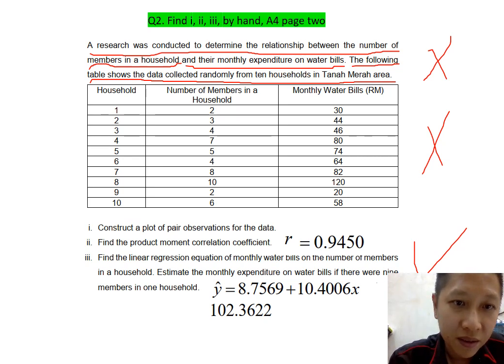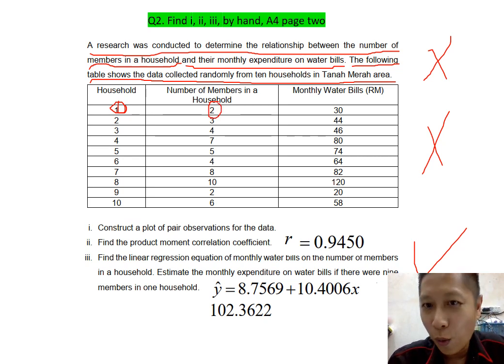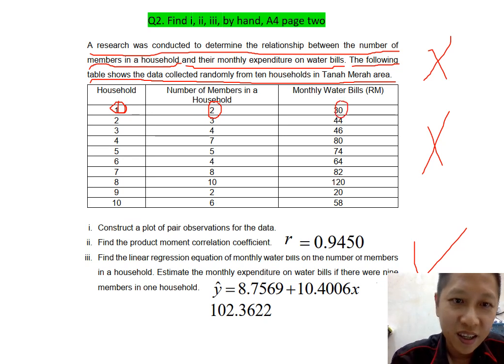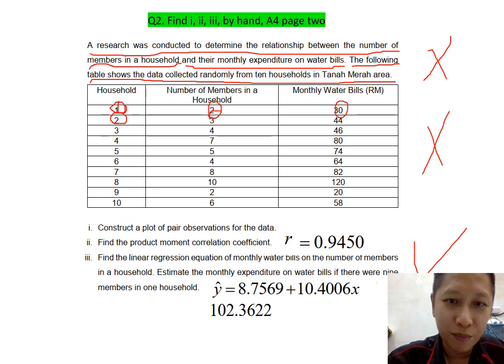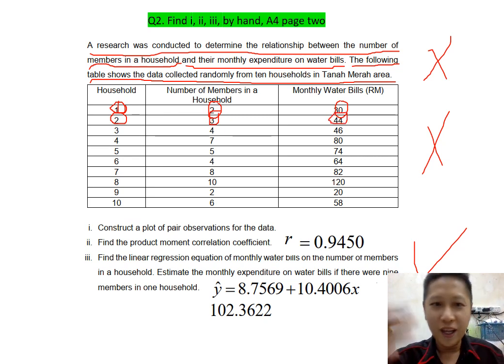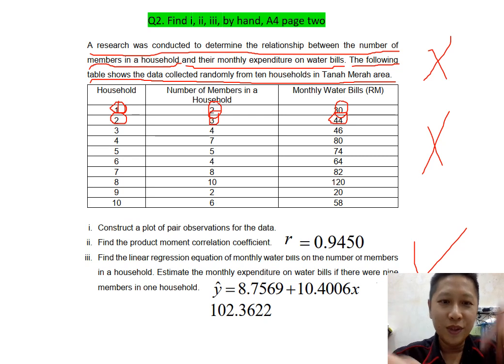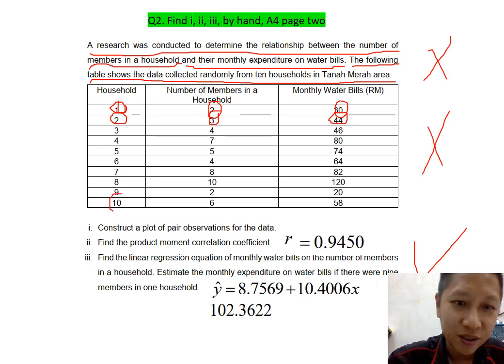This is house number 1, and they found that there are a total of 2 members inside there. And then they ask, hey, what's your monthly water bill average? They say, oh, 30 ringgit. And then they go to the next house and ask the father, and the father said, I have 3 people in the house, and on average we spend 44 ringgit. Then they walk around, and they reach the last house, the 10th house.